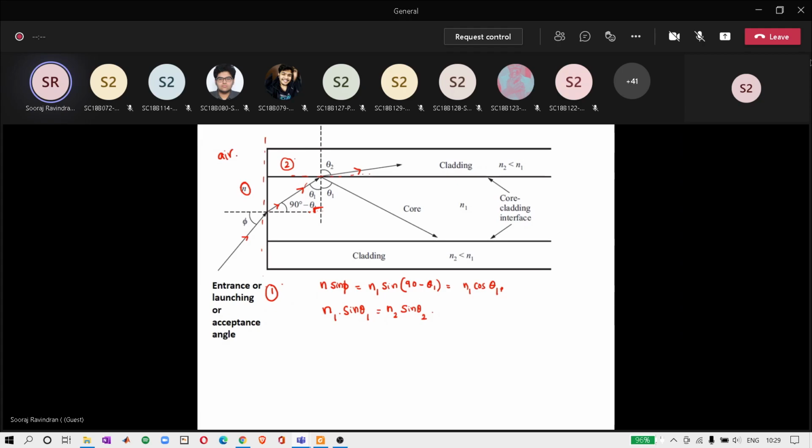Our aim is to calculate phi, this angle, the launching angle. It is also called the entrance angle. We want it so that total internal reflection, or multiple total internal reflections, always happen. So from this equation, I can write an expression for theta 1.